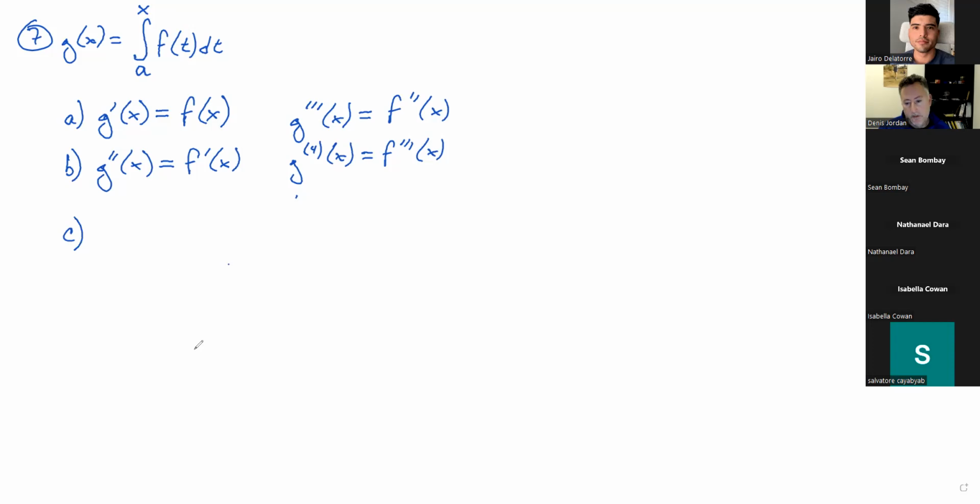Well, what's the derivative of G? f of x. Yeah, f of x. So it's increasing when the derivative of G, or f, is either positive or negative. So which of the two? Positive. Because if the derivative is positive, that means the original function is increasing. So then for D, G is decreasing when the derivative, or f, is what was it? Negative. Yeah, just negative.